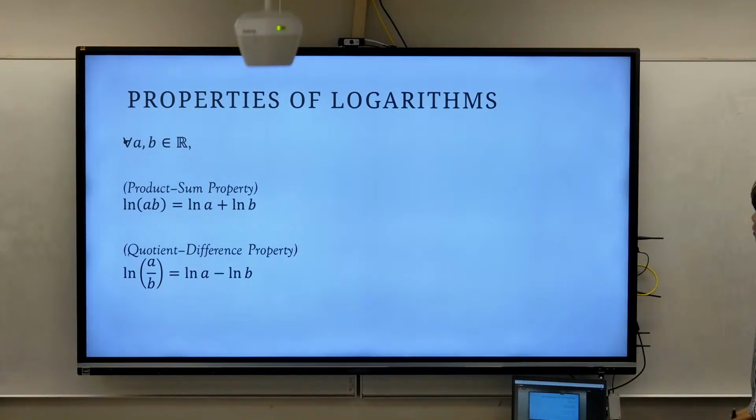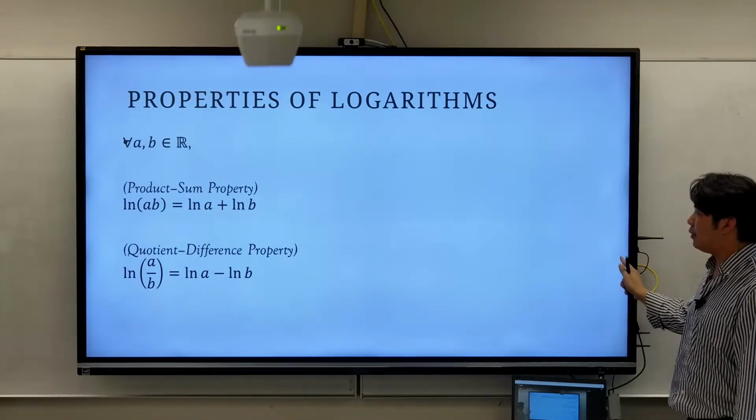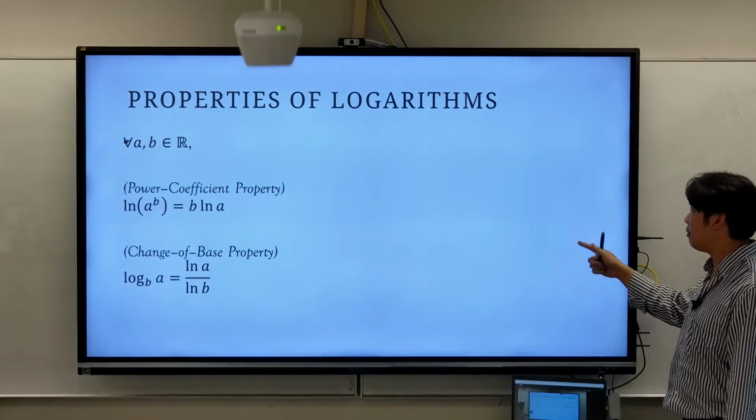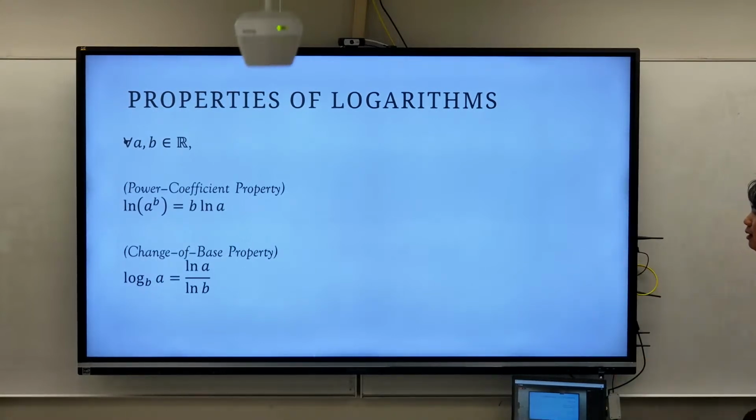All right. So let's talk about the other two properties of the logarithm. Again, these are two other properties that can be really helpful. I call this next one the power coefficient property. If I have log of something to a power, I can actually push that power to the front of the logarithm. That is, log of A to the B power is equal to B times the natural log of A.